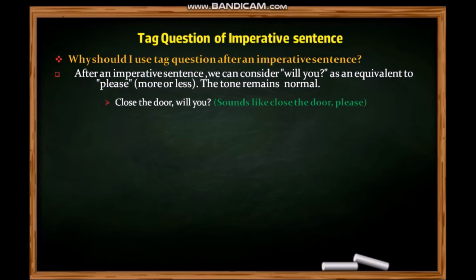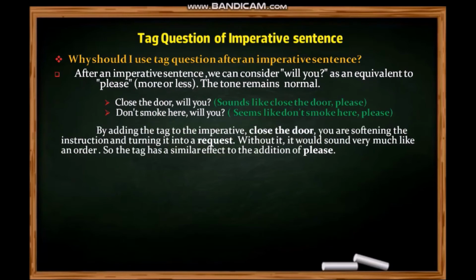Now look at the second example. Don't smoke here, will you? Seems like, don't smoke here please. By adding the tag will you to the imperative sentence close the door, you are in fact softening the instruction and turning it into a request. Without this, it would sound very much like an order. So the tag has a similar effect to the addition of please, like close the door please, don't smoke here please.